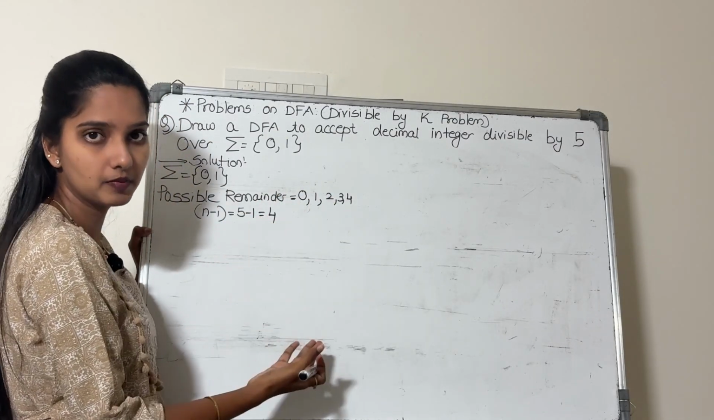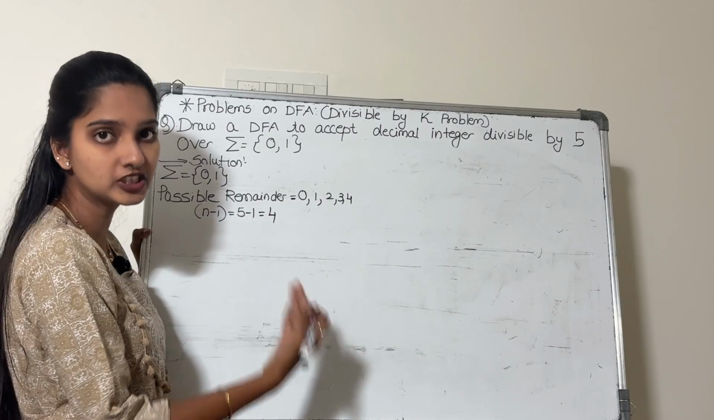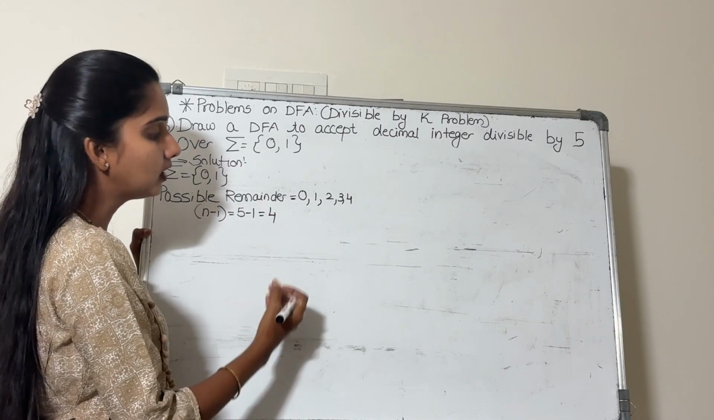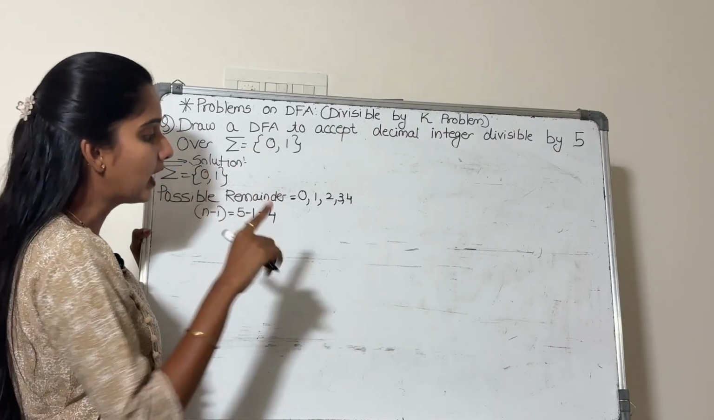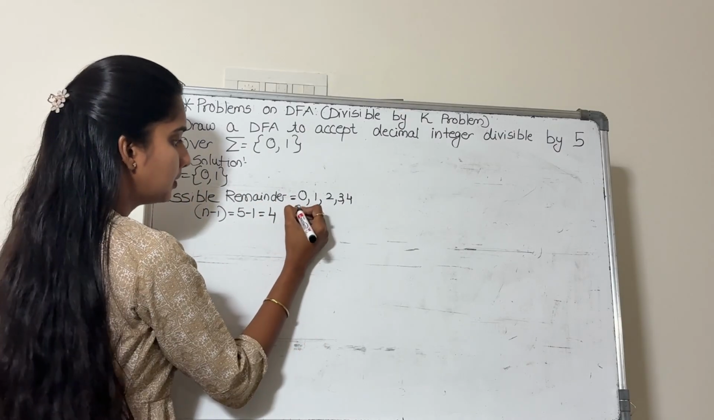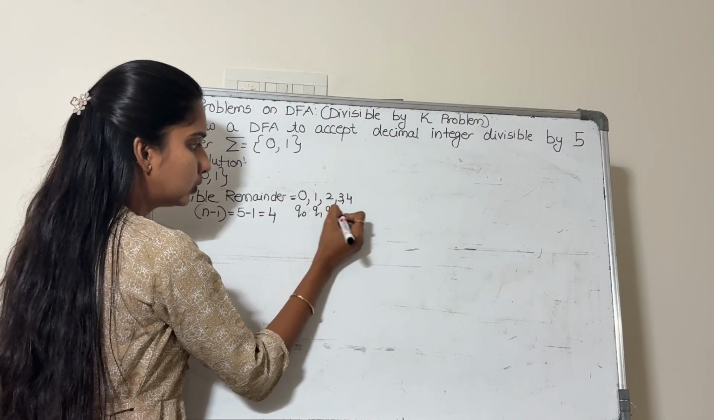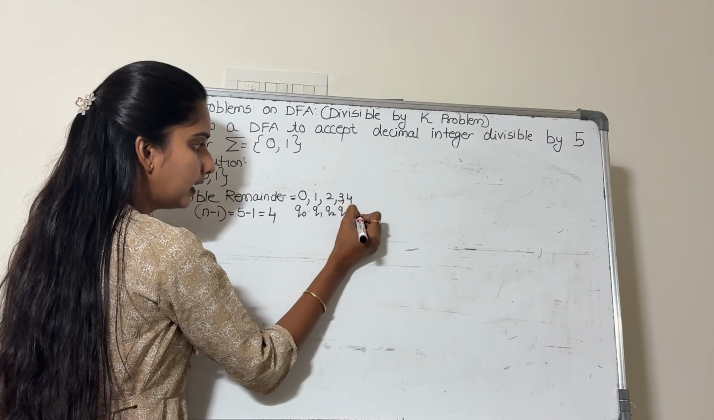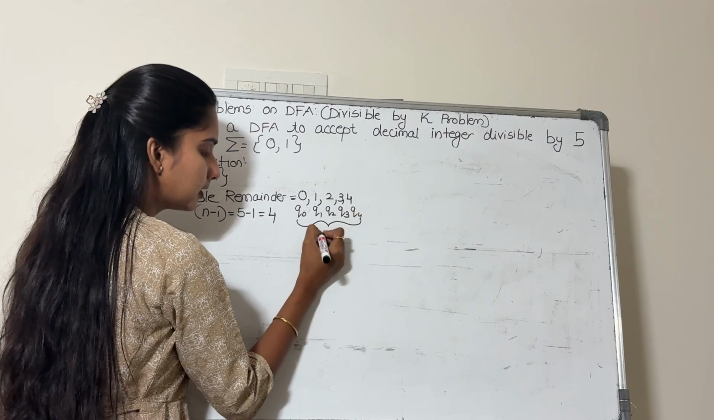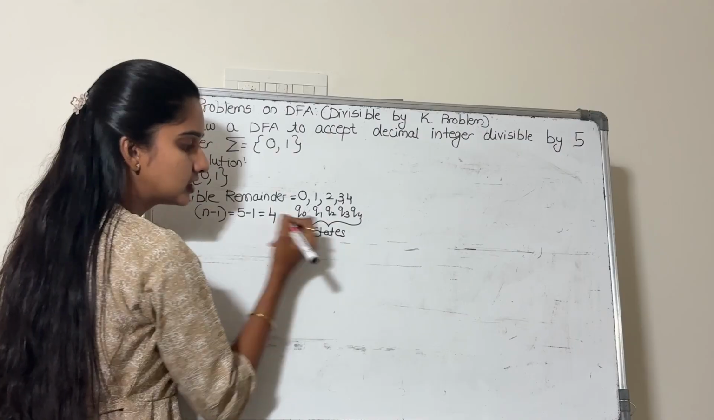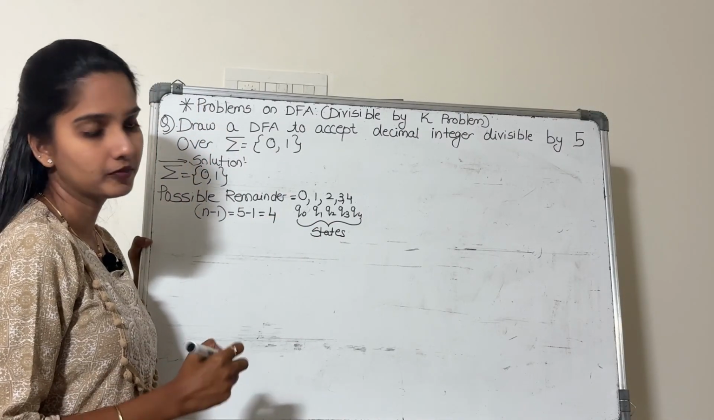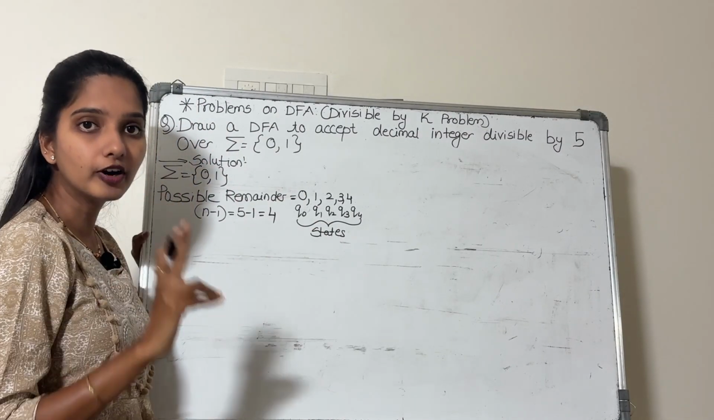Along with the possible remainders, we also get the number of states. How many states will there be? There will be 5 states, which will be Q0 as my first state, Q1, Q2, Q3 and Q4. So these are nothing but the states in my DFA.